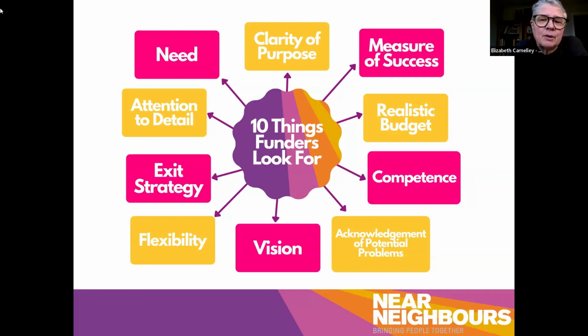Have you acknowledged potential problems or risks that might happen? You know, have you got a contingency for no one turning up? How are you going to advertise it? What if there's a problem with the building? Those kinds of things. Have you got a clear vision of what you want to achieve? Again, we'll come back to that. Are you flexible and adaptable? Have you got an exit strategy for when this funding ends? What will you do then? What's your follow-on? What's your legacy?